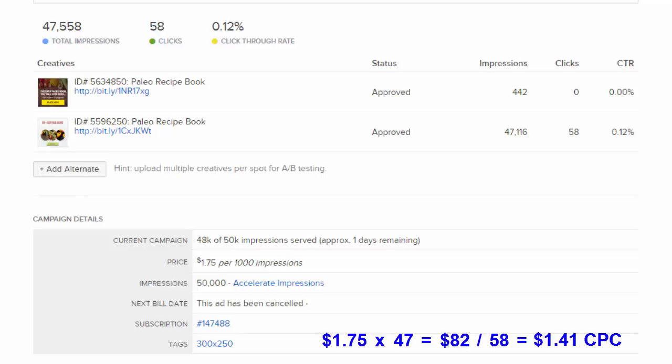That CPC is kind of high. That's why it is important that you test and optimize your campaign and not let it run until it is finished to see how it was. But we will cover that in the final step.